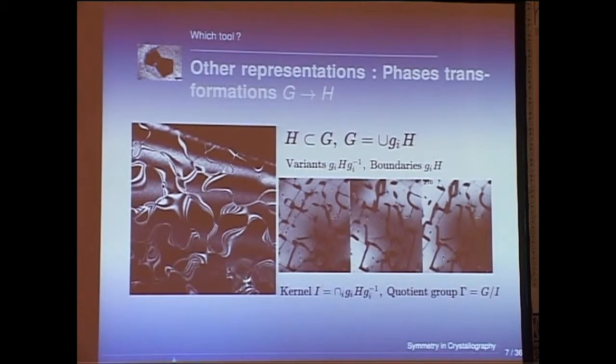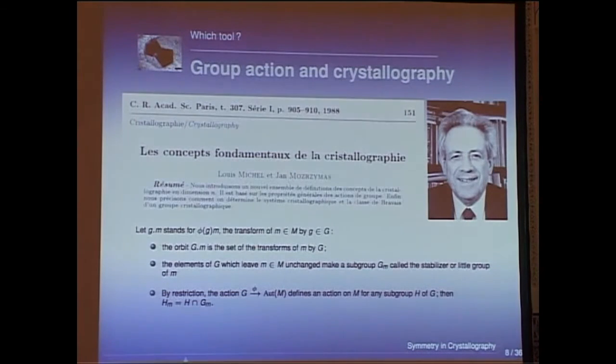So that means that using groups, the first point is that you don't have one, which is the International Tables way of representing space groups, but you have infinitely many, and many are very interesting. I would say even more interesting than the ones that are in the International Tables. I make a little commercial here. All this stuff has been beautifully written by Louis Michel and Mozrzymas. They both passed away, Louis Michel in 1999.